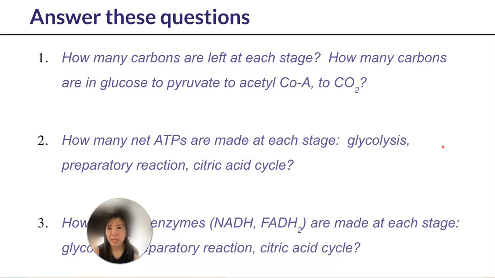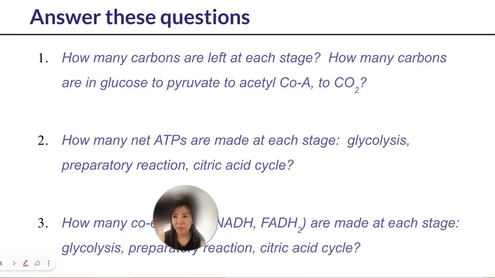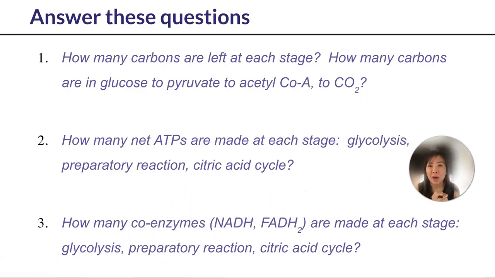Let's recap before we move on to our next step and see if we can answer these questions. The first one is, how many carbons are left at each stage of the citric acid cycle, and how many carbons are in glucose, pyruvate, acetyl-CoA, and carbon dioxide? How many net ATPs are made at each stage between glycolysis, the preparatory reaction, and the citric acid cycle? And the last question is, how many coenzymes, these electron carriers I've been talking about, NADH and FADH2, are made at each stage?